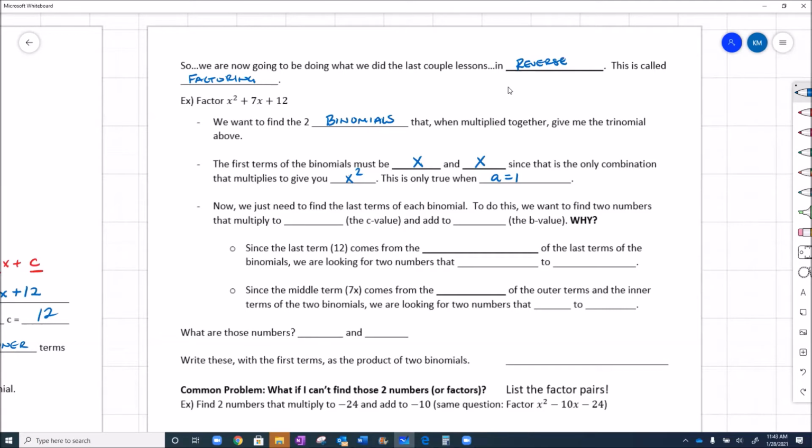Now we just need to find the last terms of each binomial. To do this, we want to find two numbers that multiply to 12 and at the same time add to 7. You might be asking, well, why that? Remember, we just looked at that in the last couple problems. Since the last term is 12, that comes from the product of the last two terms, we are looking for the two numbers that multiply to 12. Since the middle term is 7x, which comes from the sum of the outer terms and the inner terms of the two binomials, we are looking for two numbers that add to 7.